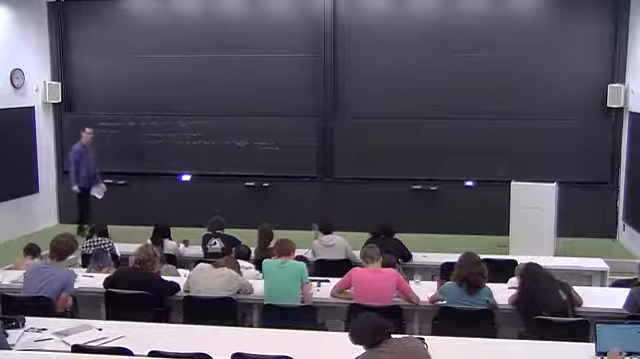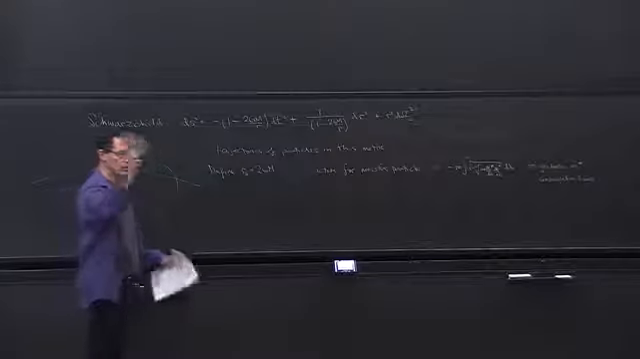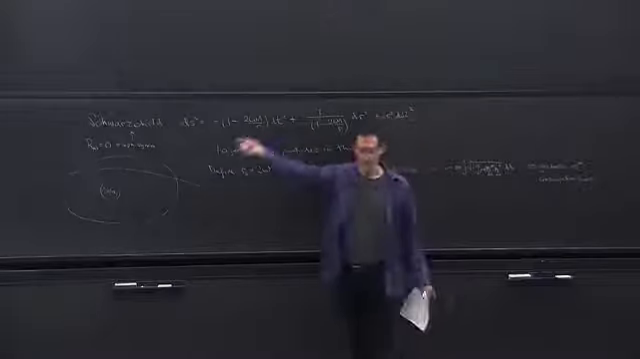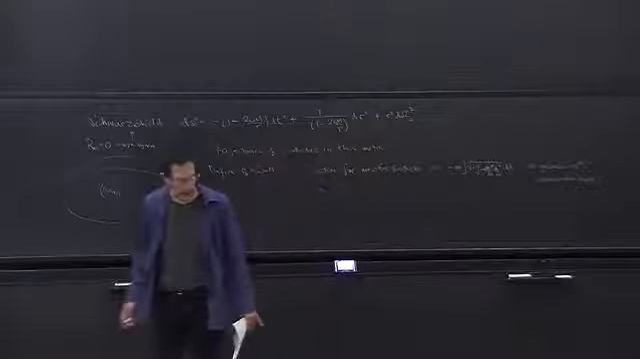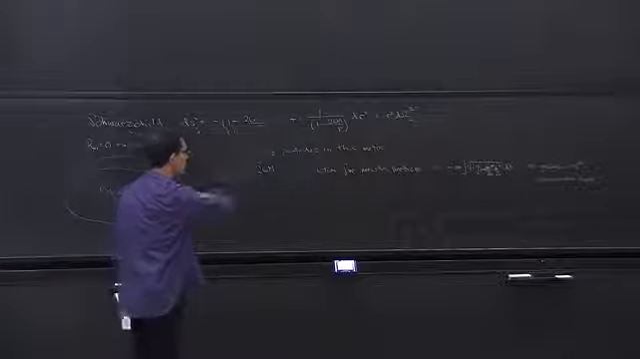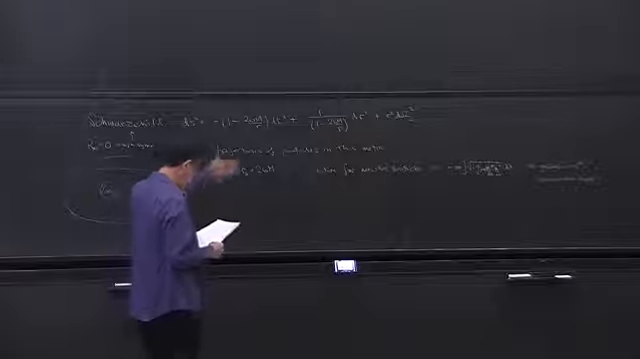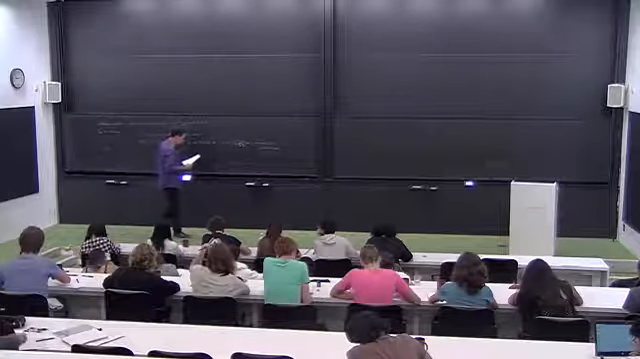And if you remember, this action is invariant under reparametrizing the world line. So lambda could be any parameter, any choice of parameter along the world line, which is monotonic, just varies in one direction as you go along the world line.